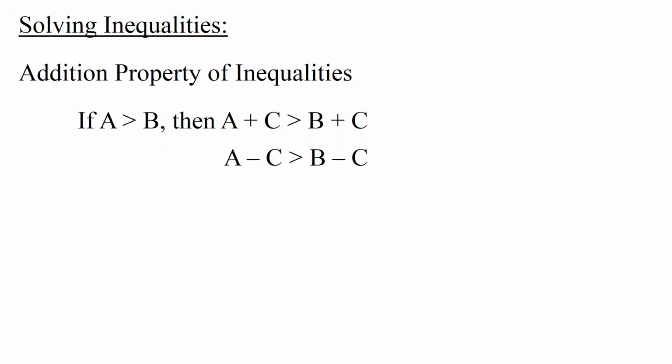So let's look at the steps for solving inequalities. One of the things we can use is the addition property of inequalities. It's just like the addition property for equations. If A is greater than B, then if you add C to A and you add C to B, you still have a greater than situation. Likewise, if C is negative, you could say you subtract C from both sides. And if A is less than B, this property still holds: you add something or subtract something from both sides, and the inequality stays a less than inequality.